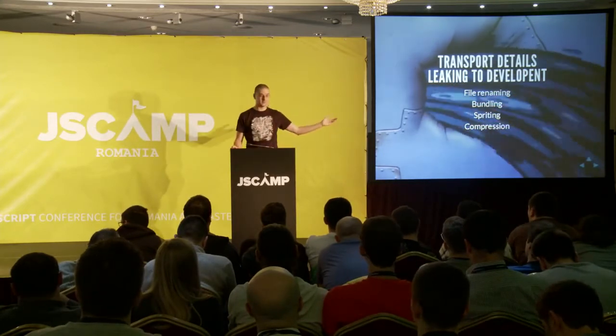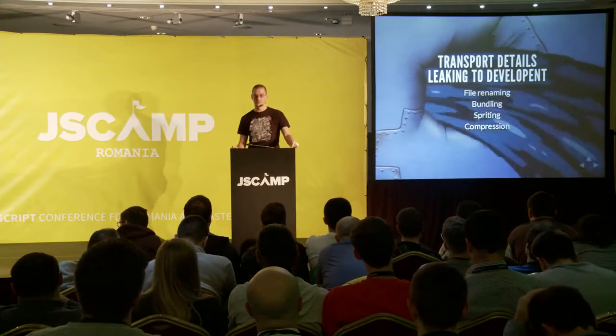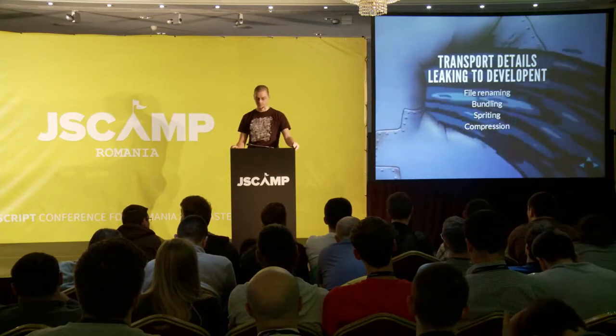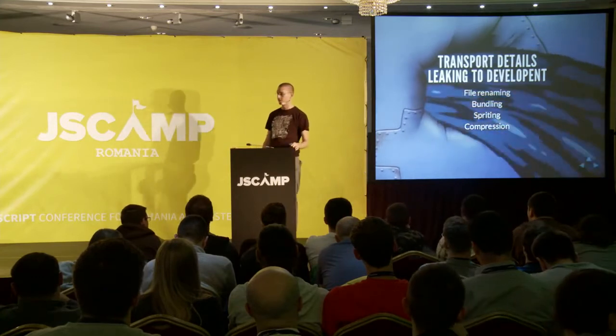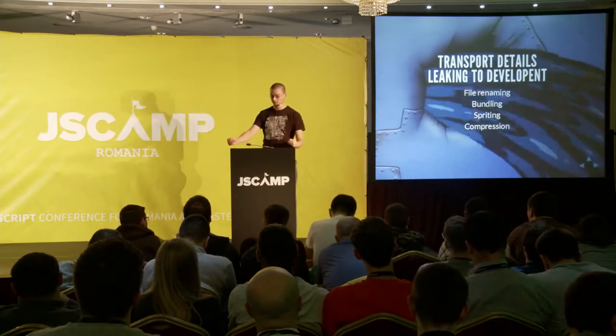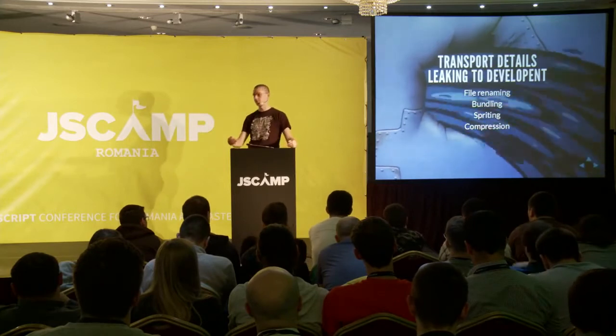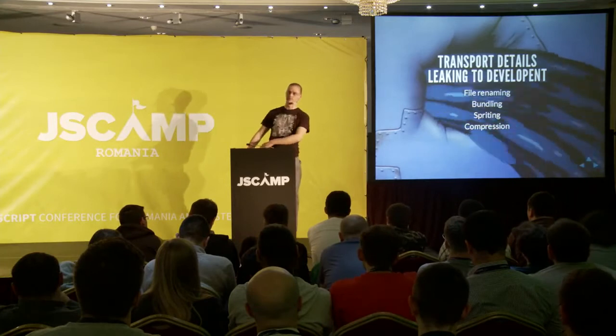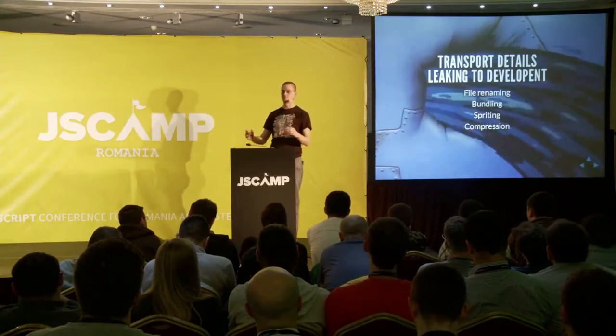So these are some of the anti-patterns that you would see in a lot of development workflows, probably in your own as well. You would have things like file renaming, you will have things like bundling, you will have things like spriting, which is basically bundling for images, and you will have compression. And when you do that in development, you need to undo it all with source maps and all that stuff.